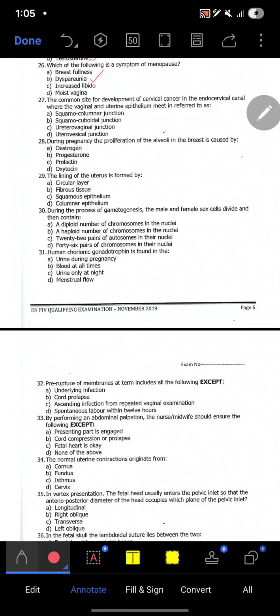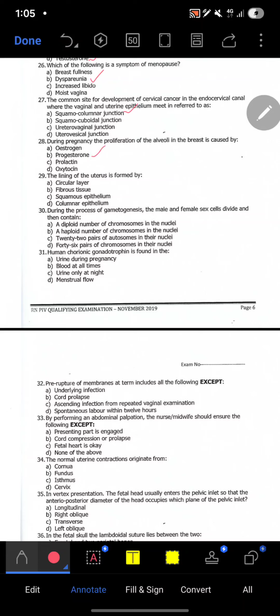Question 27. The common site for development of cervical cancer in the endocervical canal, where the vaginal and uterine epithelium meet, is referred to as, the correct answer is A, which is squamous columnar junction. We go to 28. During pregnancy, the proliferation of the alveoli in the breast is caused by, the correct answer is B, which is progesterone.